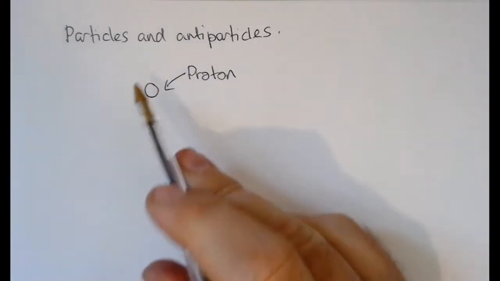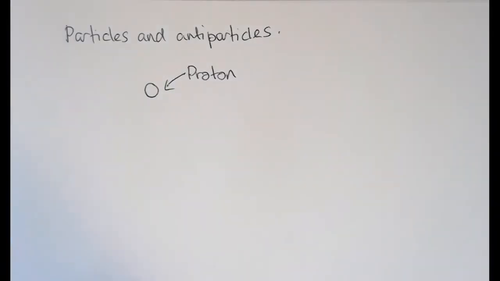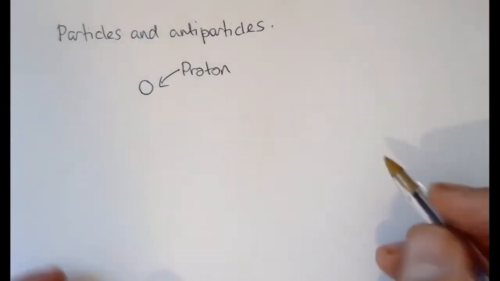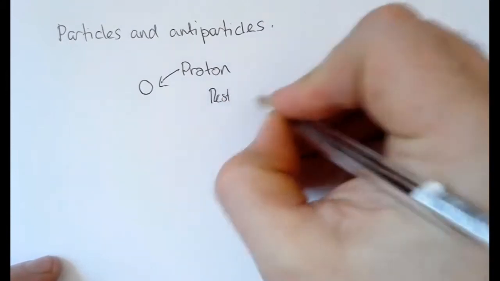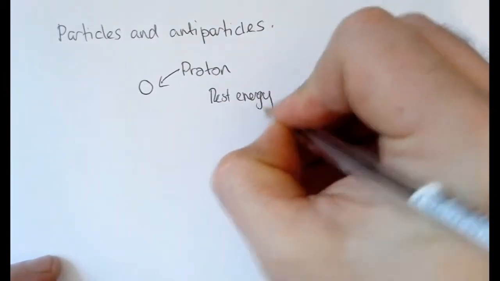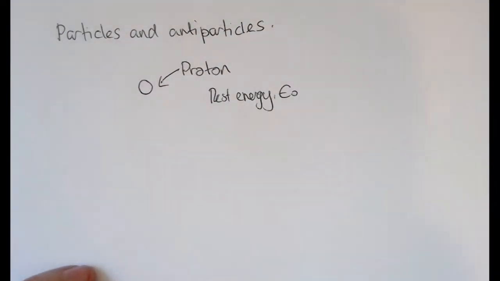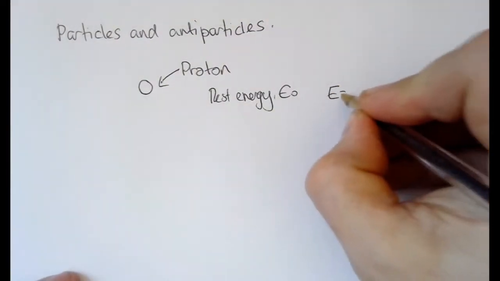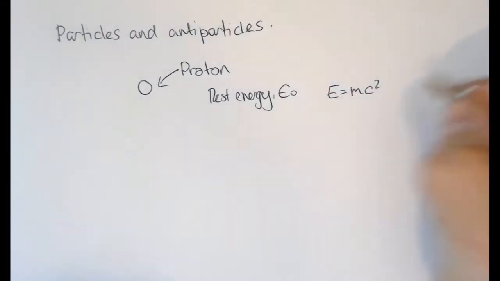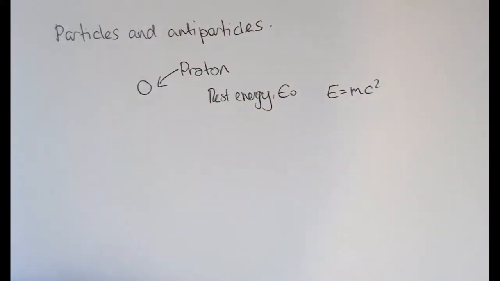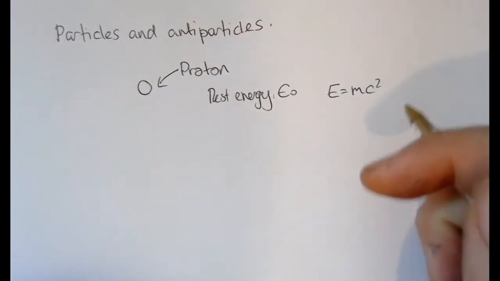So if we had a stationary proton of mass 1.67 times 10 to the negative 27, we could say that had what's called rest energy, given the symbol E0. That can be calculated using E equals mc squared, using that mass I mentioned a few seconds ago. We're not going to do that today, that's something for another day, but we're going to use the idea of rest energy with a lot of our calculations.